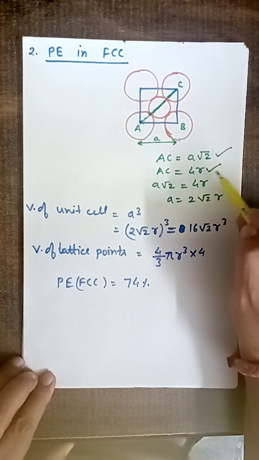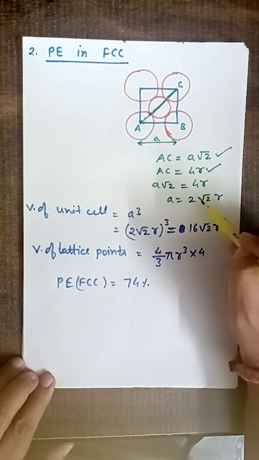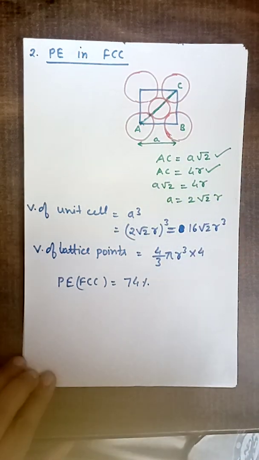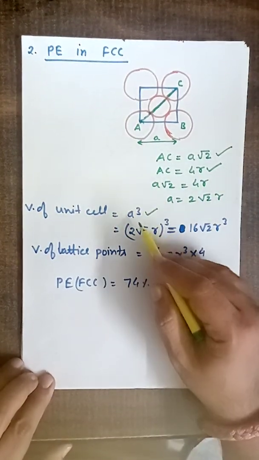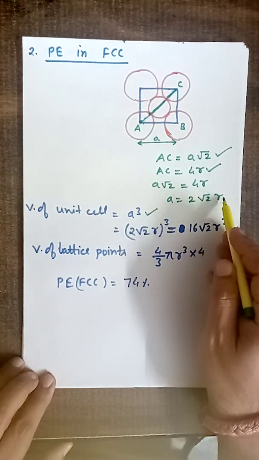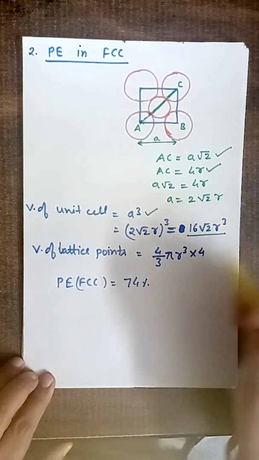When you equate these two, you can write root 2 a equals 4R, or solving for a, it is 2 root 2 R. Once again, the volume of the unit cell is given by the same formula, a cube. This time a can be replaced by 2 root 2 R, and therefore finally it is 16 root 2 R cube.